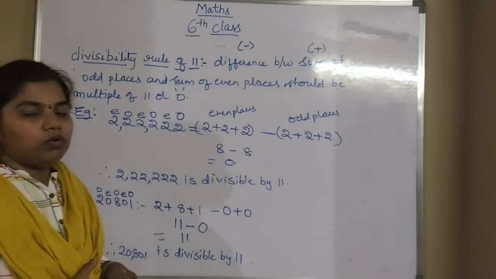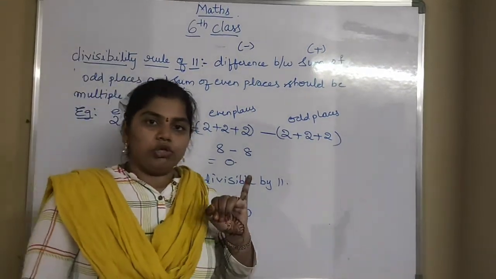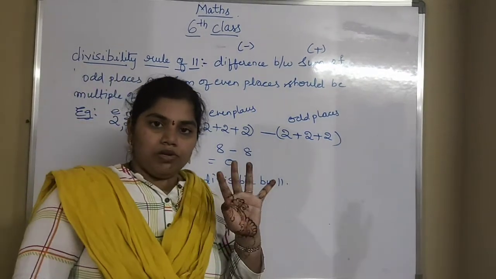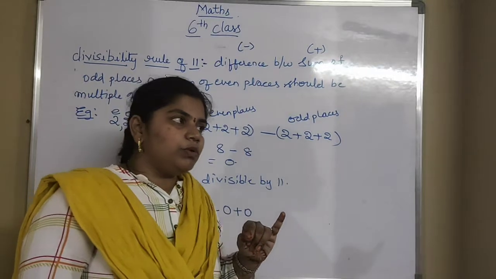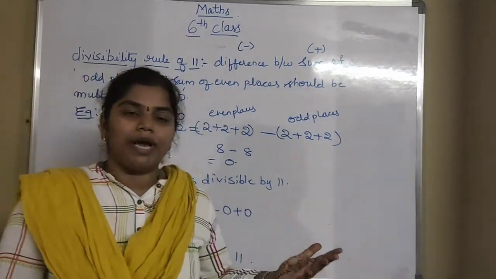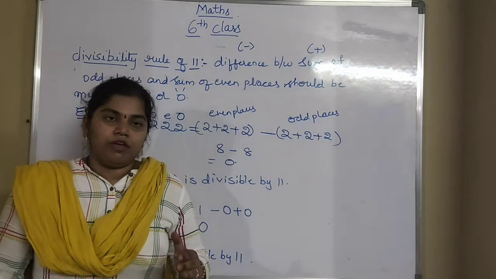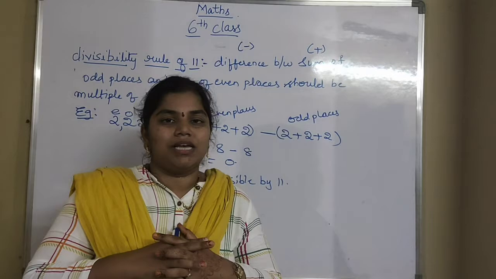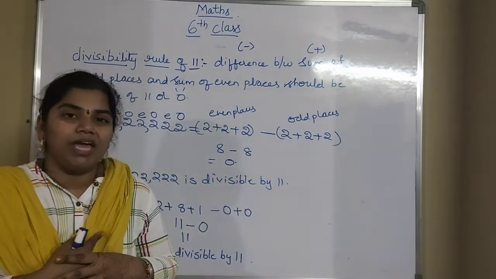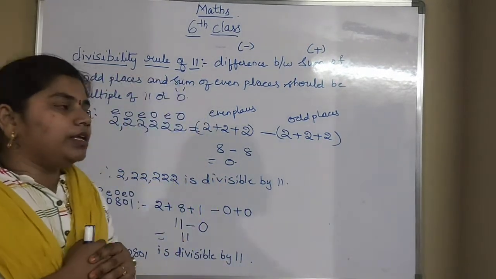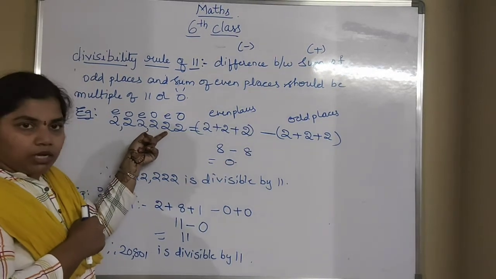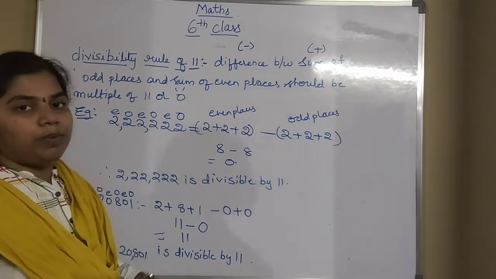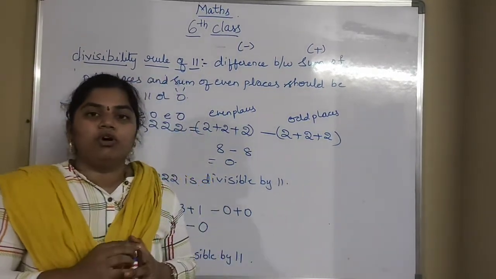So how many divisibility rules have we learned? We have learned the divisibility rules of 6, 7, 8, 9, 10 and 11. What is the divisibility rule of 6? It should be divisible by 2 as well as by 3. If both 2 and 3 are satisfied, then only the divisibility rule of 6 is satisfied. Next is the divisibility rule of 8. Last 3 digits we have to check. If the last 3 digits are divisible by 8, then the whole number will also be divisible by 8.